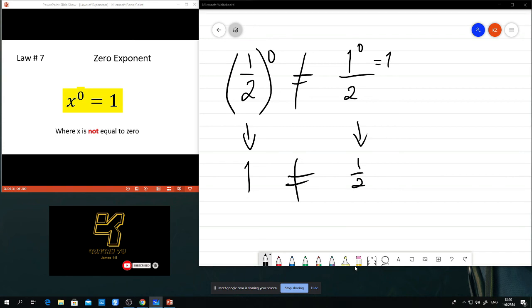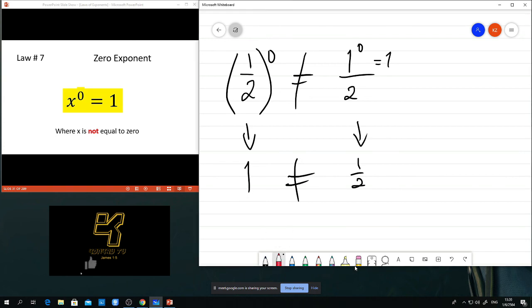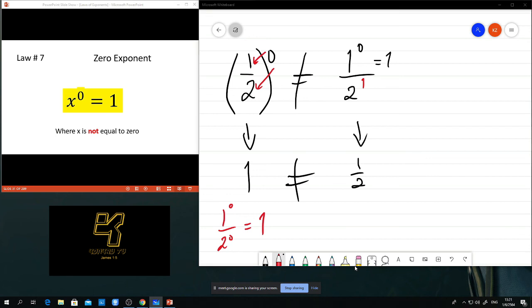Remember the distributive law of exponent, right? This one should be distributed. It should be 1 power of 0 over 2 power of 0. That's why it is equal to 1. But this one doesn't have parentheses or brackets, so only number 1 has power of 0. Then 2 has power of 1, so it cannot be equal to 1. Okay, are we clear?